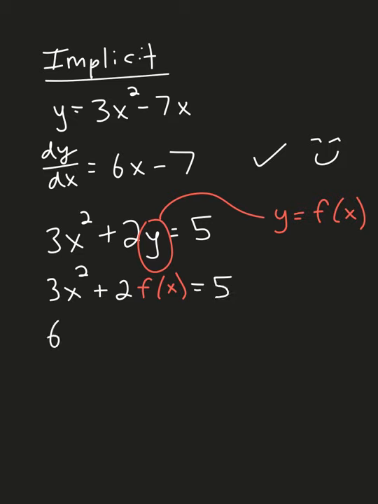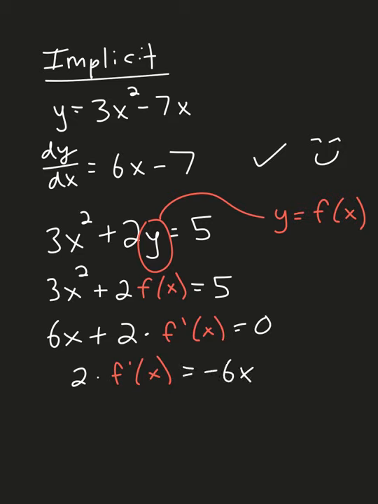I'll start by finding the derivative of 3x squared. That's just 6x, that's not too bad. But when I find the derivative of f of x, f prime of x, I don't actually know what f of x is. It could be an exponential, it could be a log, it could be anything. So I'm just going to call it f prime of x. Now our goal is to find the derivative with respect to x, which is our f prime of x. So I'm going to try to get the f prime of x by itself here. I'm just going to subtract the 6x over and divide by 2, and we find that f prime of x is negative 3x.